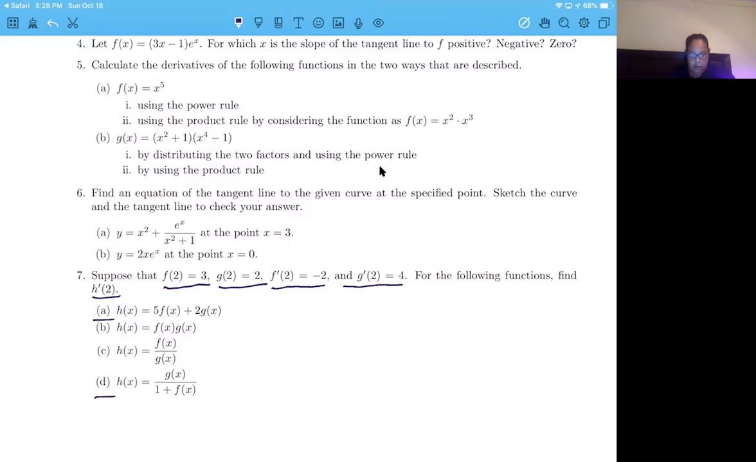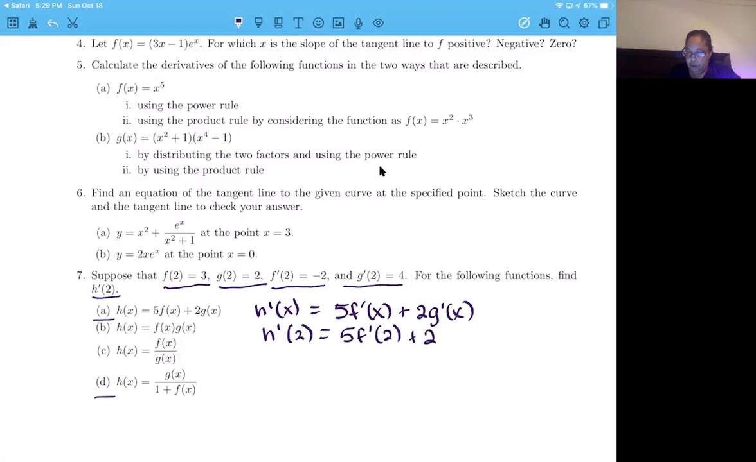All right, so, well, I guess h isn't so bad. h prime of x is just going to be 5f prime of x plus 2g prime of x. If I want to find h prime of 2, then I'm just going to have 5 times f prime of 2 plus 2 times g prime of 2. And then I'm just going to plug in my numbers.